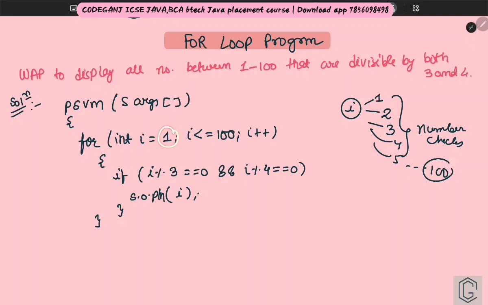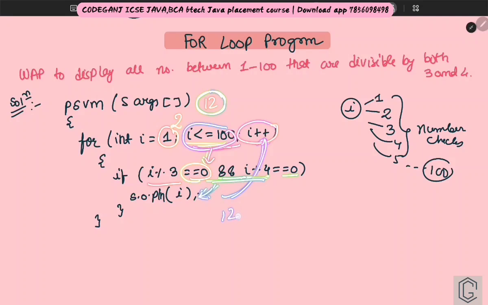Initially your i will be 1, the loop condition is true, it will come inside, but this if condition is false, so it will not go inside this. Then it will go to i plus plus. i will become 2, condition is true, it will come inside, but this condition is false, so it will not come inside here. So it will keep going. When the value of i becomes 12, again the condition is true, it will come inside. 12 is divisible by 3, yes, and 12 is divisible by 4 also, yes, both conditions are true.